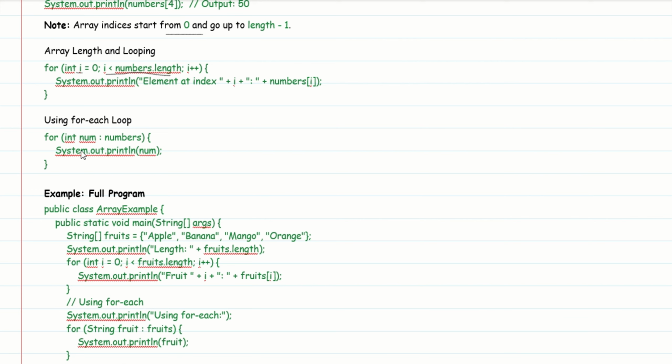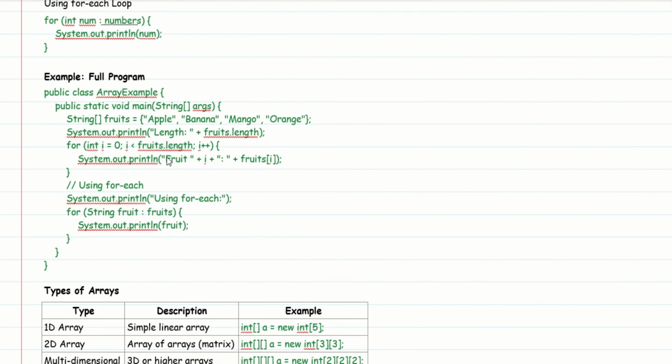Comparatively, a better approach is using a for-each loop. Just have a data type, pass the array, and print it, or do whatever operation you want to do. So here is an example using both loops. First I'll declare and initialize an array here. It's a string data type. Then get the length using dot length, then print it using the index and for-each options.